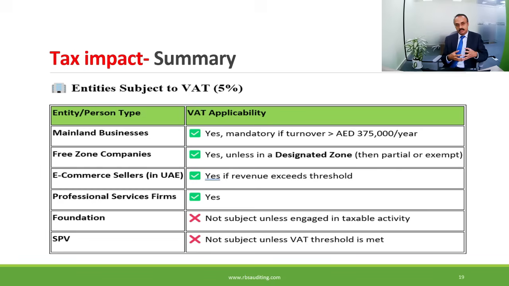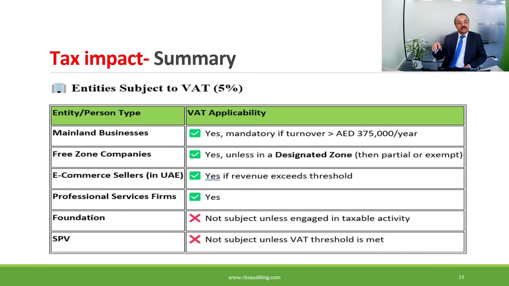So e-commerce sellers: that means you have another country, but they are doing business here, so the main source of income is here. Then, as e-commerce sellers in UAE, when the revenue exceeds the threshold, VAT will be applicable. Professional service firms, like a civil company or whatever we discussed, it is applicable.